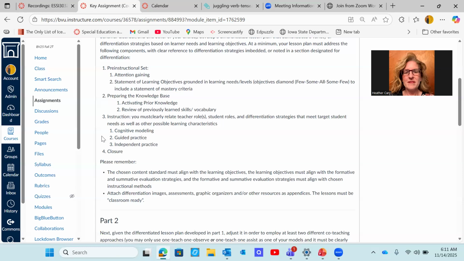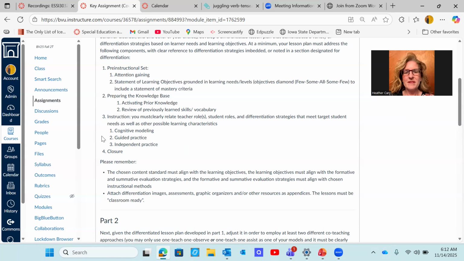instruction. You must clearly relate the teacher roles. So think about that general education teacher, paraprofessional, student roles. And in many of your lessons, this is where you will be including that. You could also be tying in your co-teaching parts during this. And then the differentiation strategies that meet those target students' needs as well as other possible learning characteristics.